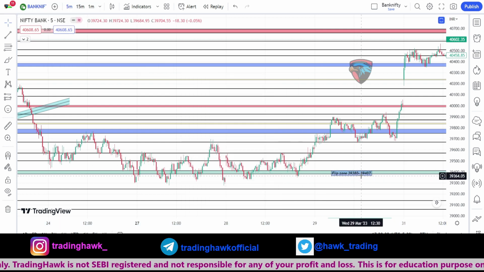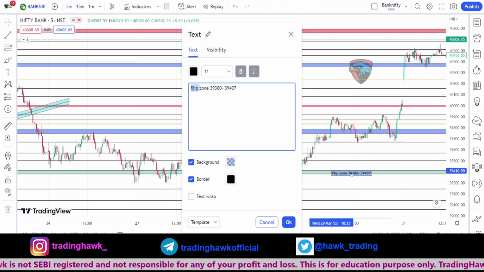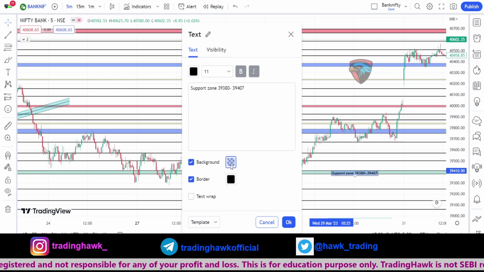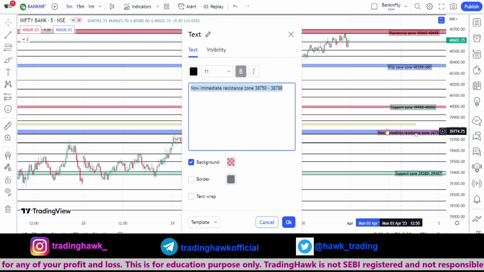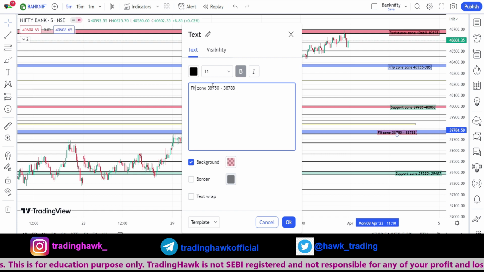Instead of flip zone, I will mark it as a support zone, and I will change the color to green. So now we have support, and I will also change this. This is our flip zone.